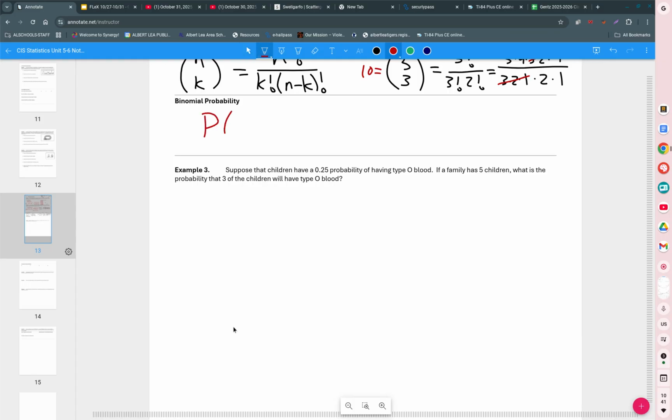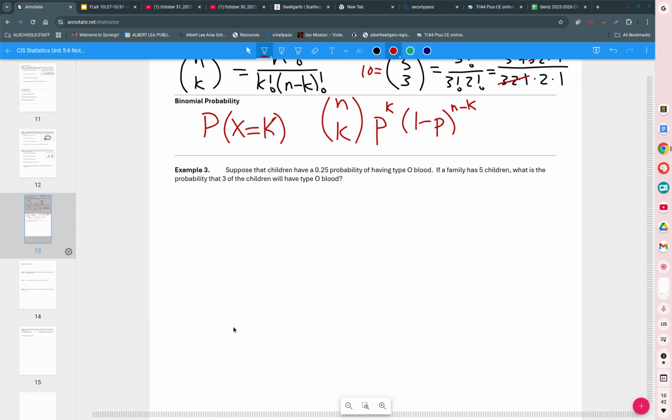The probability that x is equal to k, a certain number of choices. We just did n choose k, and we multiplied that by the probability to the k power times 1 minus p to the n minus k power. And we'll show you what that means in the example. Sometimes we write things down in math, we don't know what it means. When we do the example, we should see exactly what this means.